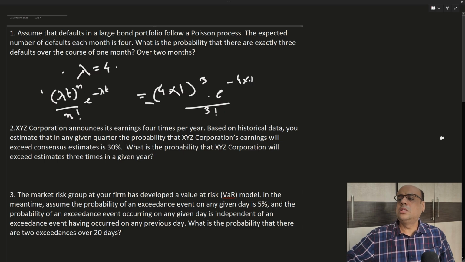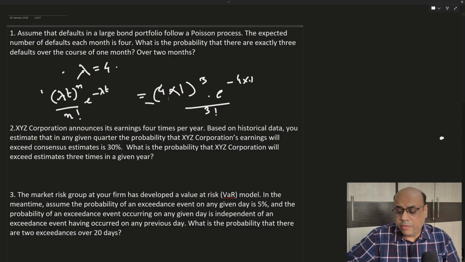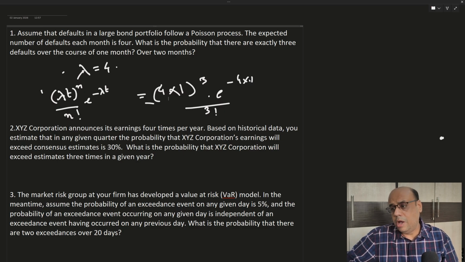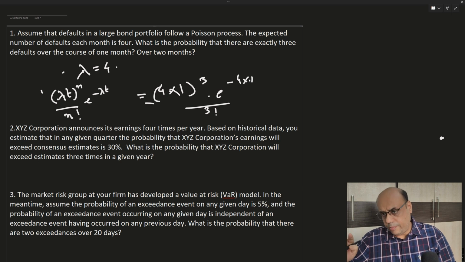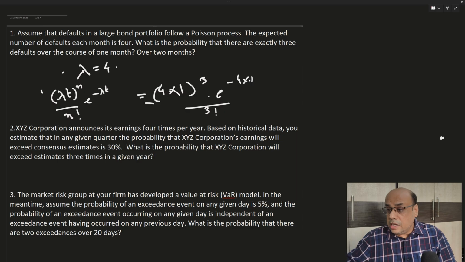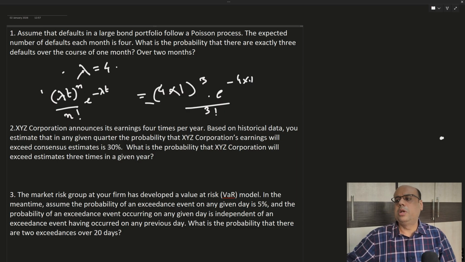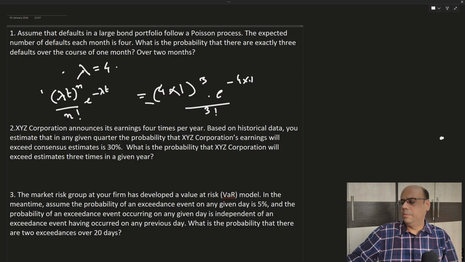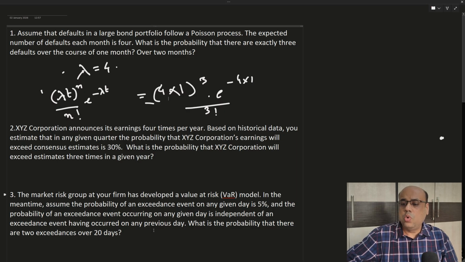So for 2 months, the same formula we will do. Only thing is in place of 1, we will put 2. So t, the previous scenario was 1. In the next one, which is 2 months, the t will be 2. That's all. The other things remain the same. So this is how we will need to do the Poisson distribution.